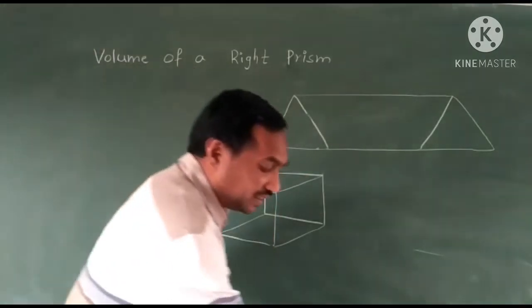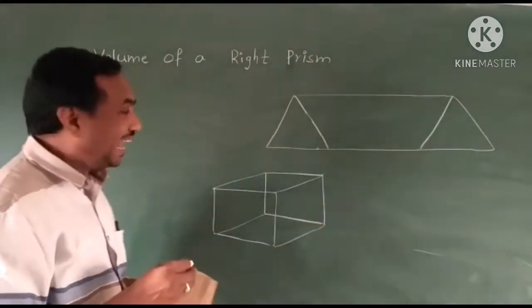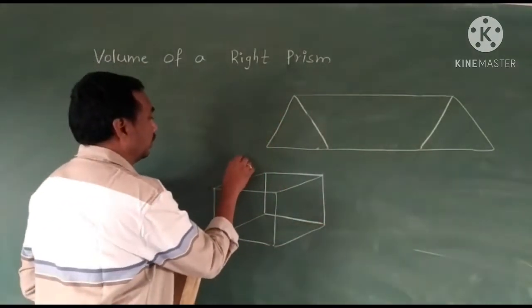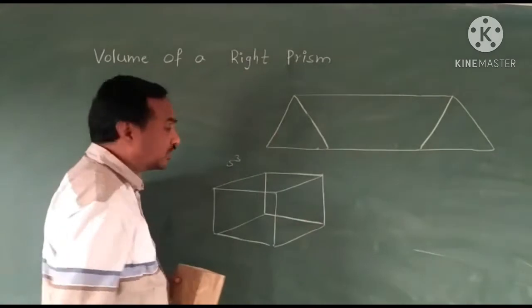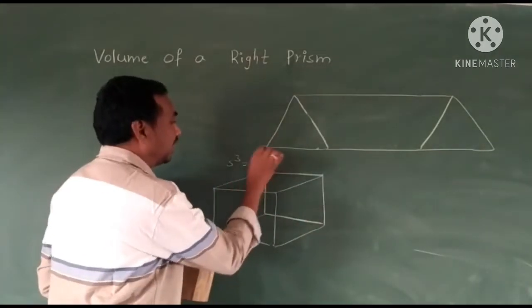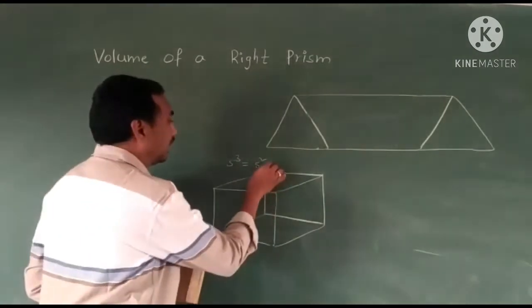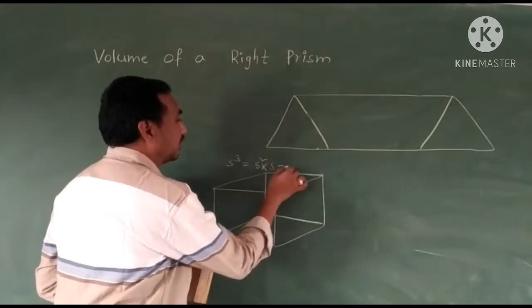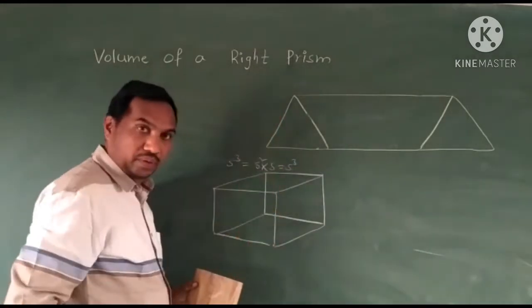So already we discussed the volume of a cube as S cube. Already I explained it as base area into height. What is the base area? S square. Into height, which is also S. S square into S is S cube.